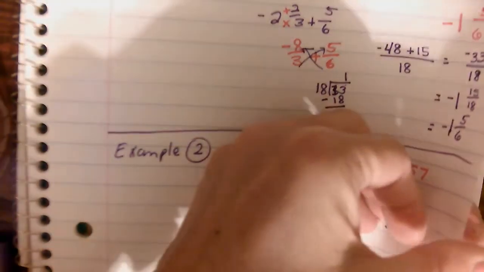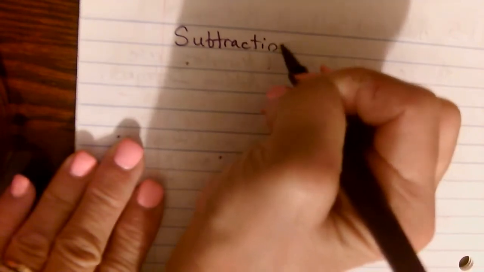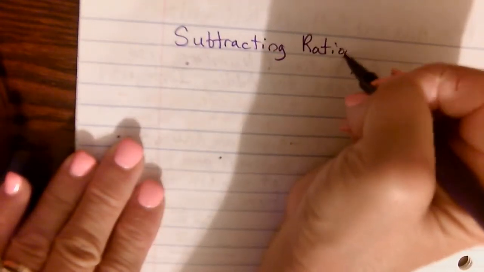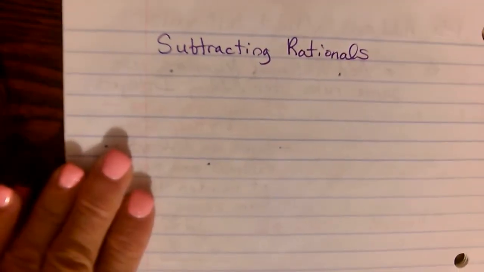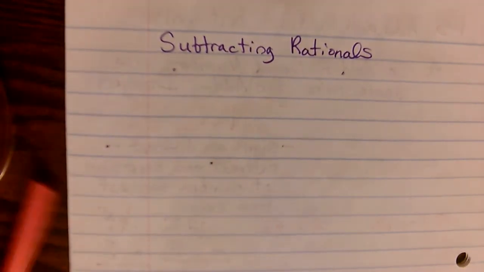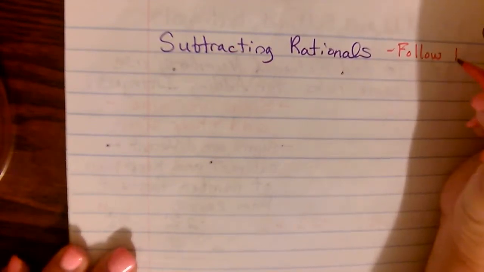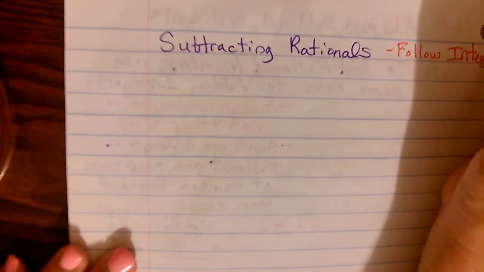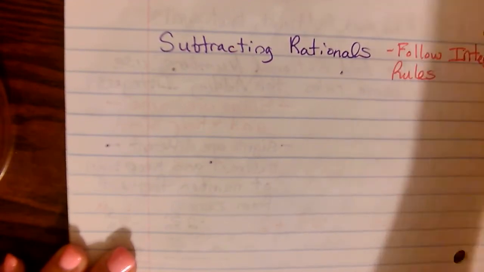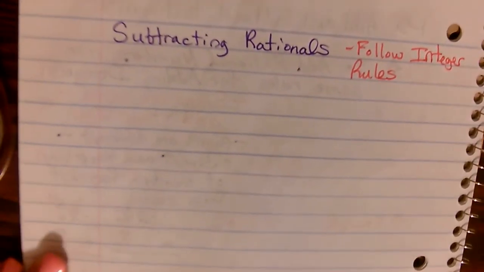Next page, 14. We just want to look at subtracting rationals for a moment. You follow the same rules as subtracting integers. So you just follow integer rules.